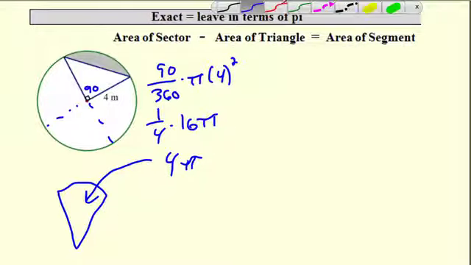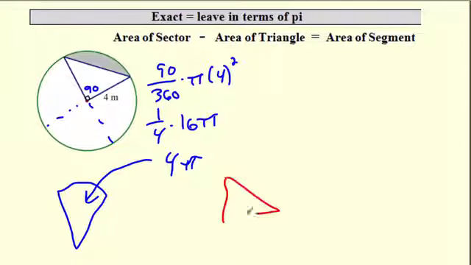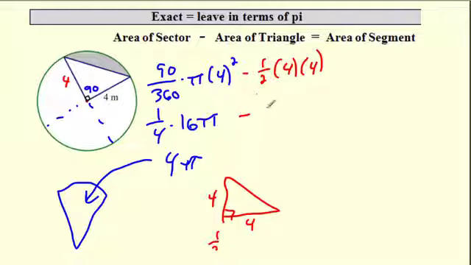Then what am I going to do? I'm going to find the exact value of this triangle. It's a right triangle, so it's 4 by 4. They're both radii. And check that out, this is the base and the height, isn't it? There's the right angle, so I'm already there. It's just minus 1/2 base times height. Base is 4, height is 4, so that's 1/2 of 16, which gives me 8. So what is the exact value of this? It's 4 pi minus 8.